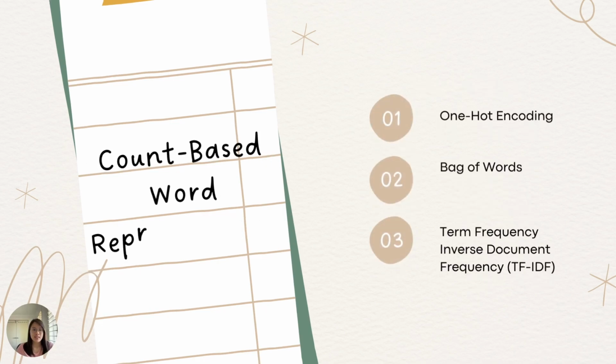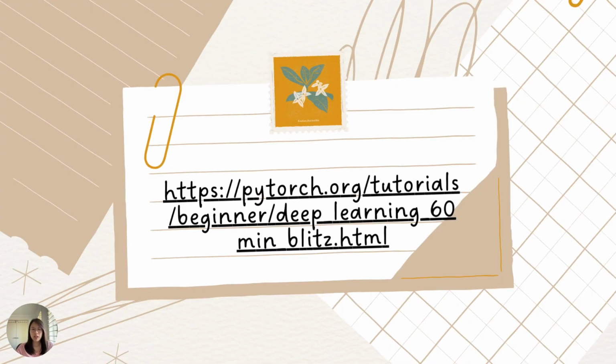WordNet and count-based word representation, these are some of the more traditional or classical NLP tasks. But they may not be the best, and we'll learn about why, and we'll also learn about some of the more sophisticated tasks that NLP can help us to do. If you've never heard about PyTorch, it's a machine learning framework that we'll be using for our NLP tasks. So please click on this link and learn from the tutorials so you have a better understanding of what PyTorch is.